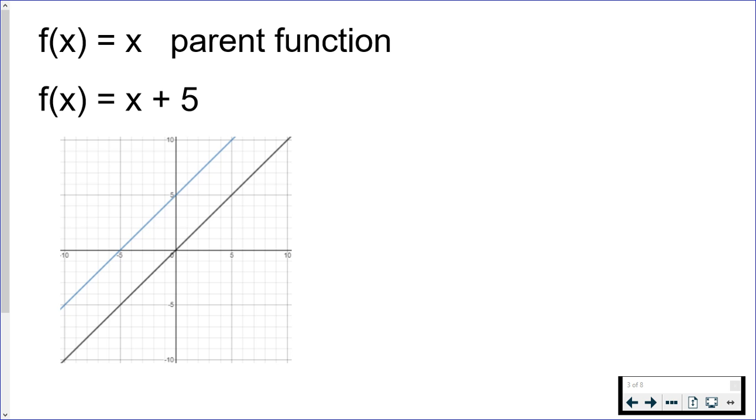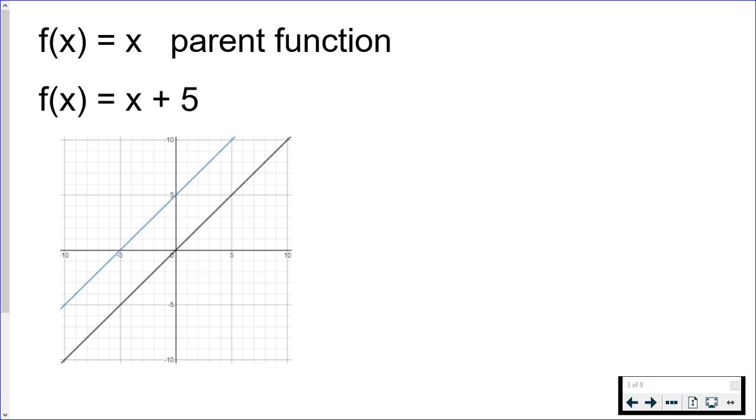So on the screen, I have two lines. I have the parent function y equals x, or f of x equals x, and I have a translated line y equals x plus 5. I'm going to show you what the translation is here and how I can actually describe it in two different ways.